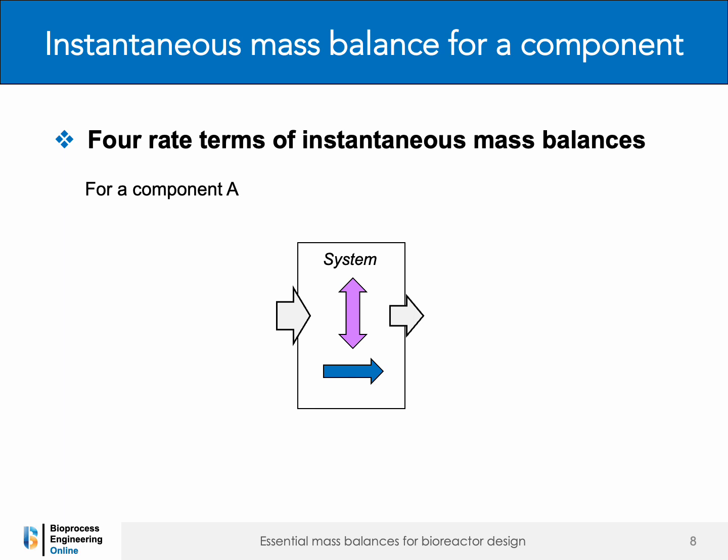The instantaneous mass balance is applied to a system defined by boundaries, such as a bioreactor. When applied to a mass component A, the balance involves four rate terms, commonly represented by four arrows: inlet rate, the rate at which component A enters the system through the boundary from the exterior to the interior; outlet rate, the rate at which component A leaves the system through the boundary from the interior to the exterior; reaction rate, in the presence of chemical or biochemical reactions. This term represents the rate of production or consumption of component A; variation rate, the rate of variation of the mass of component A inside the system with time.